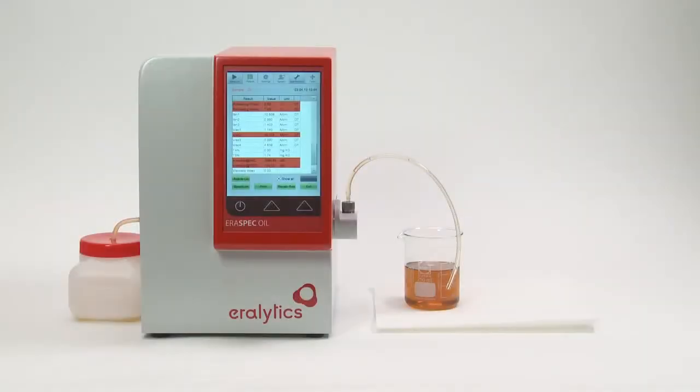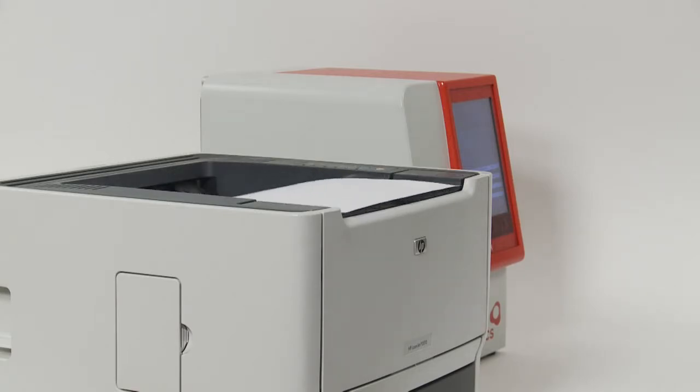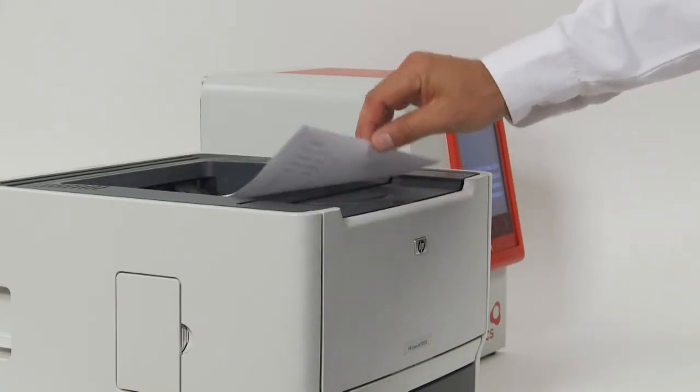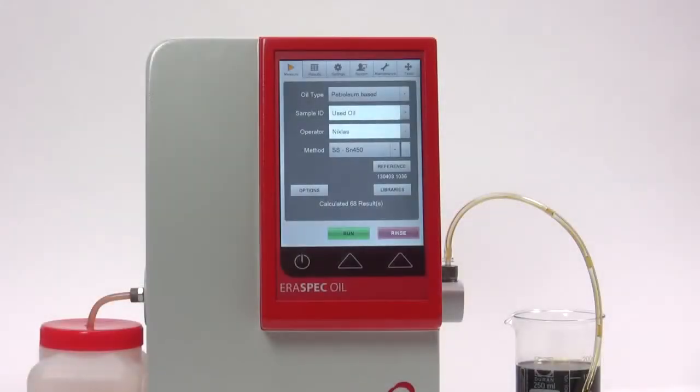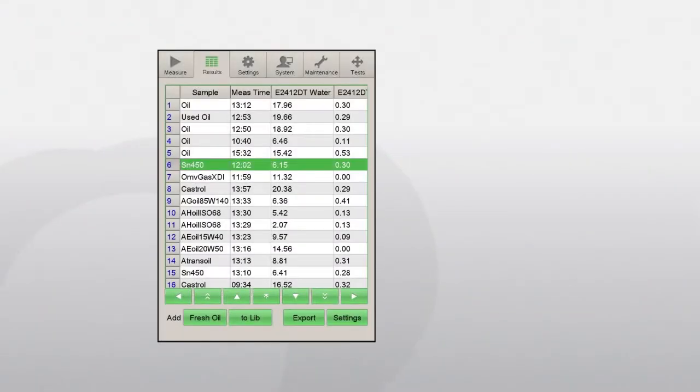The results can also be printed on a directly connected printer or via Ethernet connection to a LAN or network printer. Making a measurement. Spectral subtraction. If the fresh oil spectrum has been measured on the instrument, it is possible to evaluate the difference between the fresh and used oil spectra. Spectral subtraction enables more detailed investigation of the degradation and contamination of the used oil.